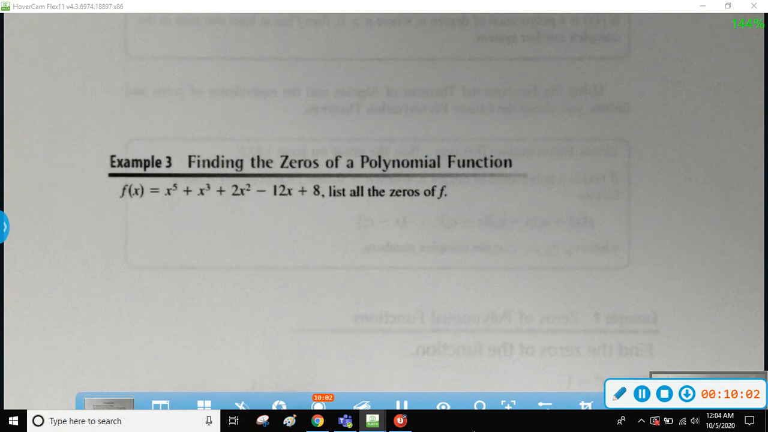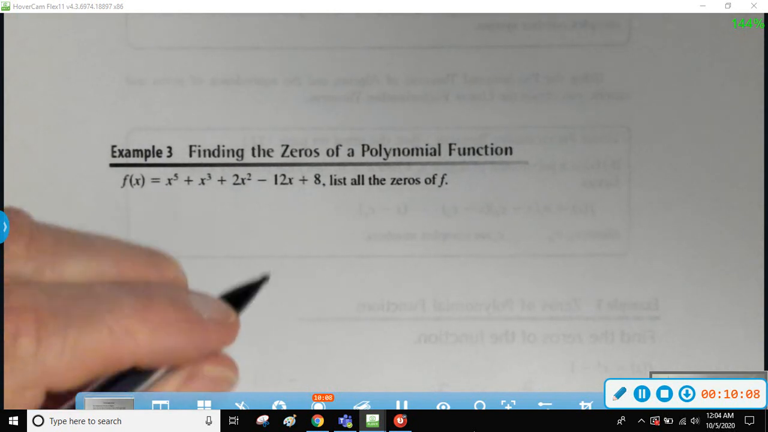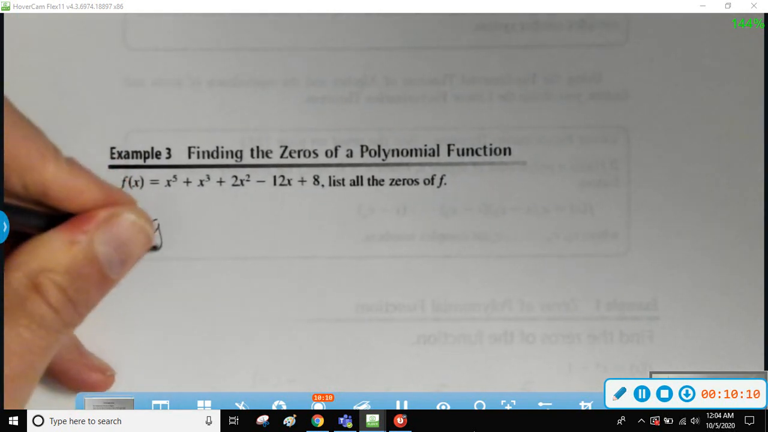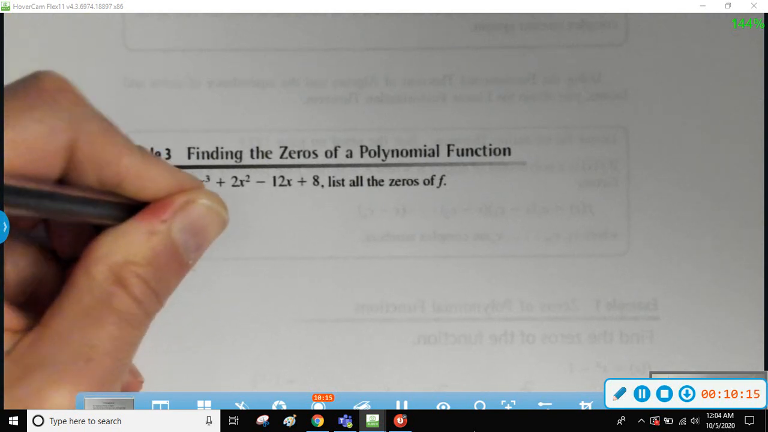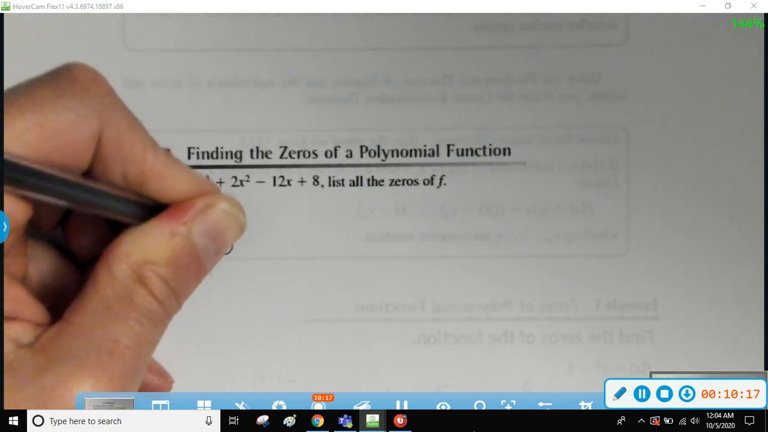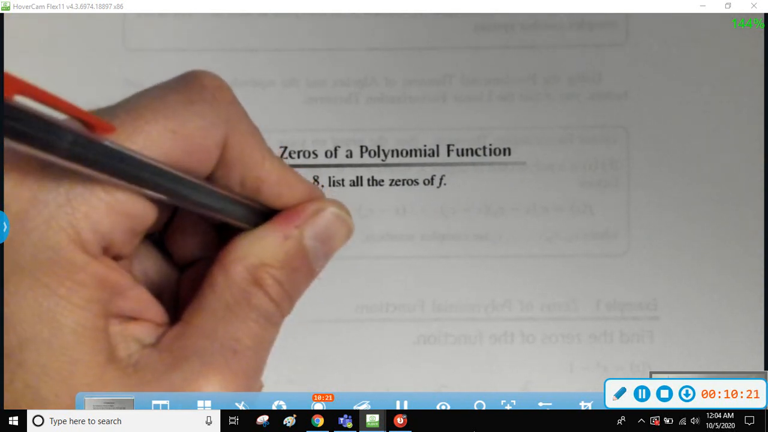All right, now let's talk about example 3. Okay, so on this one we want to list out all the zeros of this function. Now, here's the first thing that we would have to do. We would have to graph to get real factors.